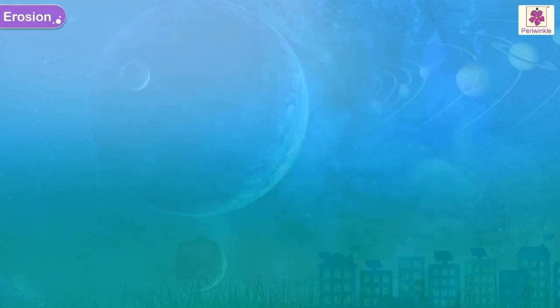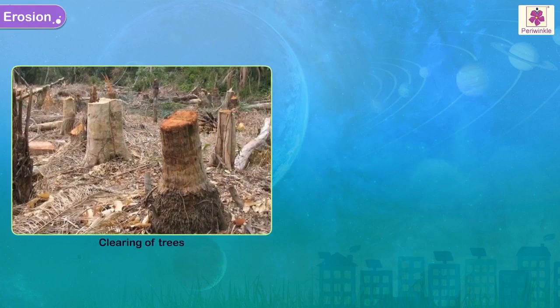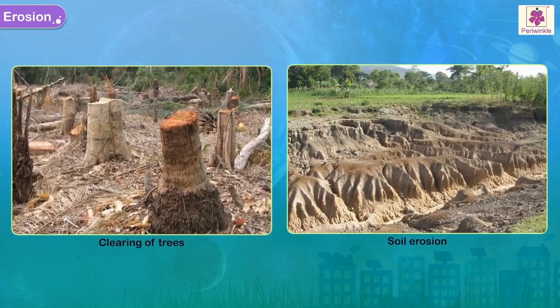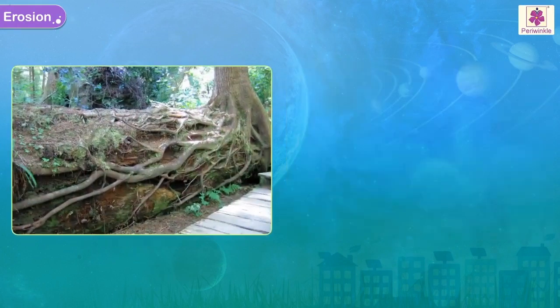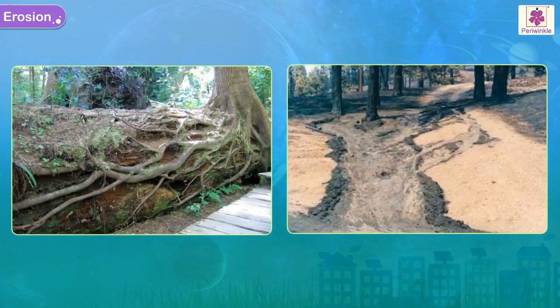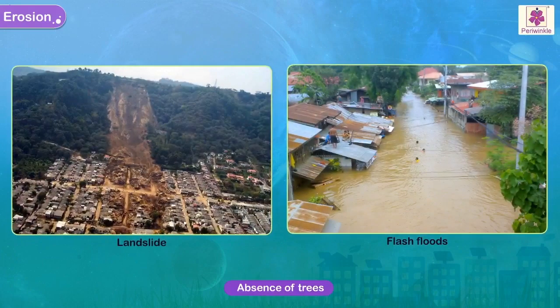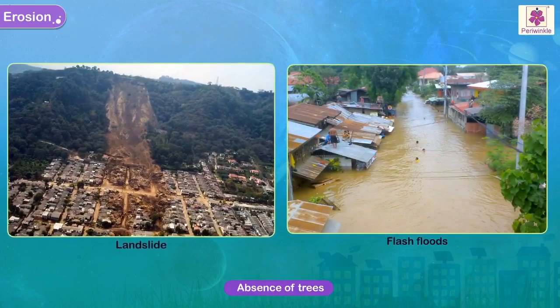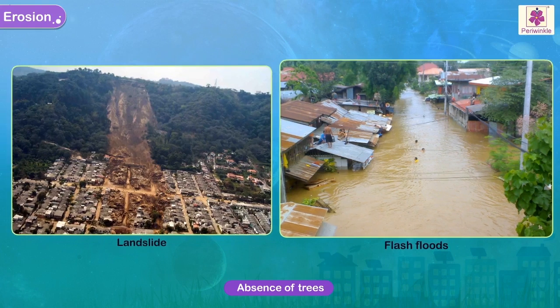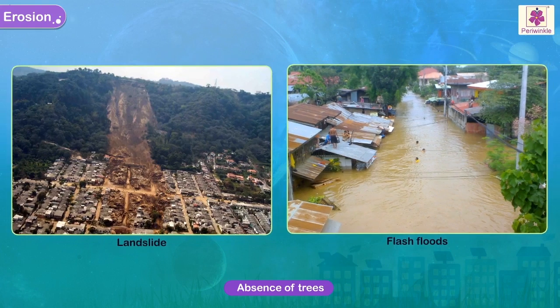Erosion. Clearing of trees has accelerated the process of soil erosion. The roots of the trees hold the soil to the ground and also help to slow down the speed of the flowing waters. Absence of trees is causing landslides and flash floods, harming human settlements and life.